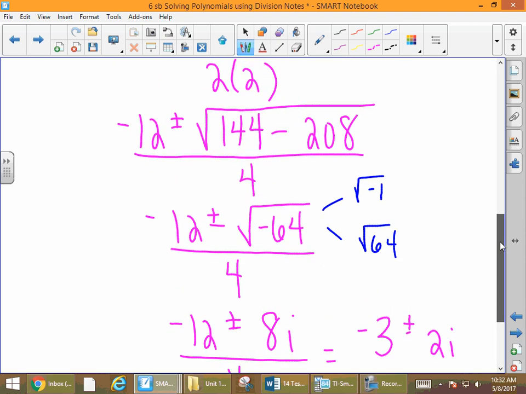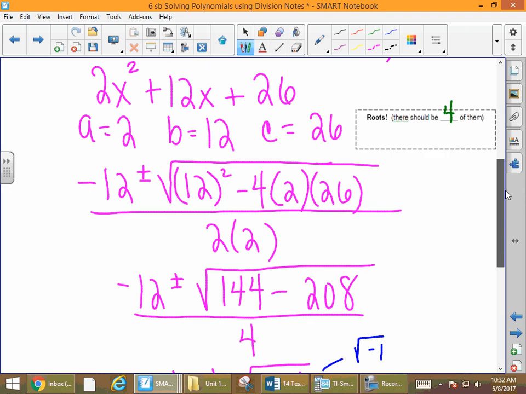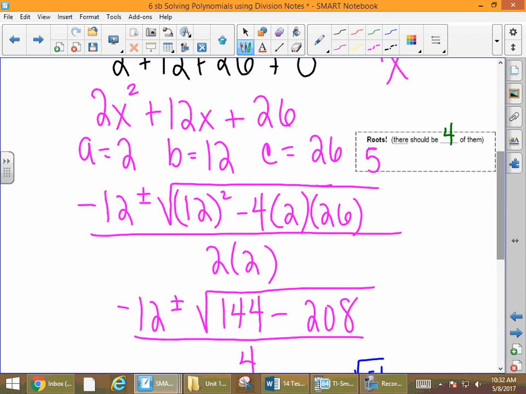So when we go back and we fill in our box, we were able to find at the very beginning our roots of 5 and 1/2. Again, if you write 0.5, that's fine with me. And then we have negative 3 plus 2i and negative 3 minus 2i for our remaining roots.